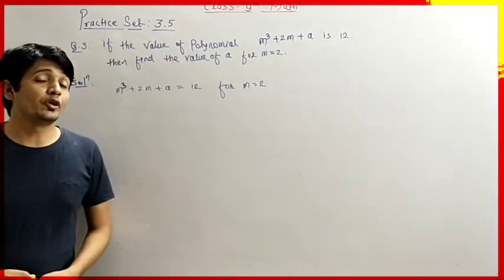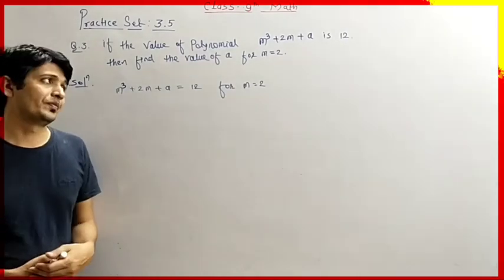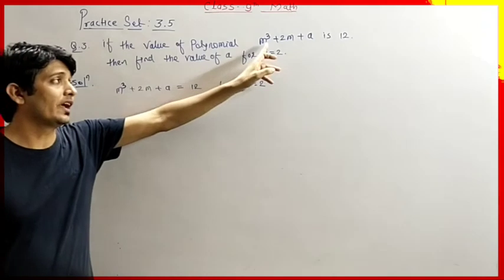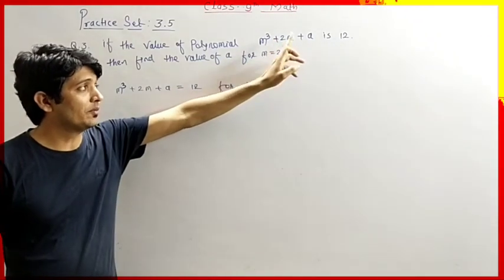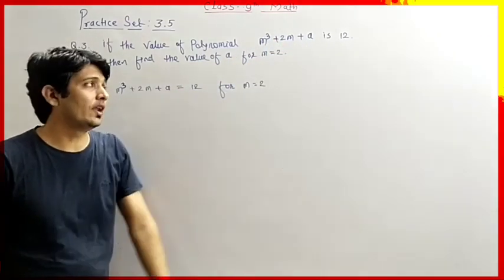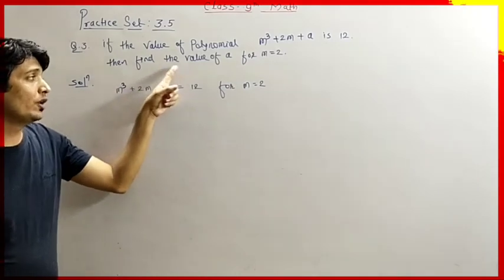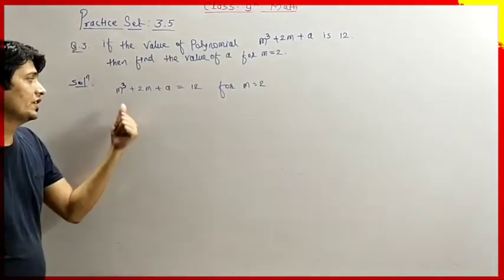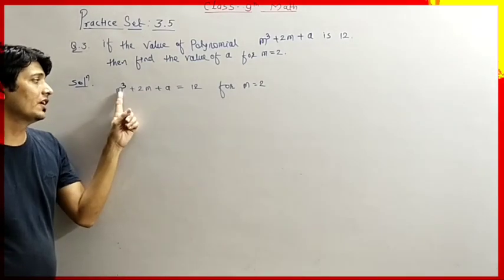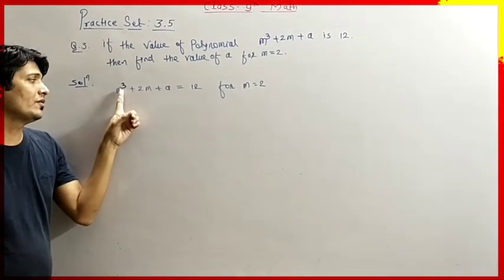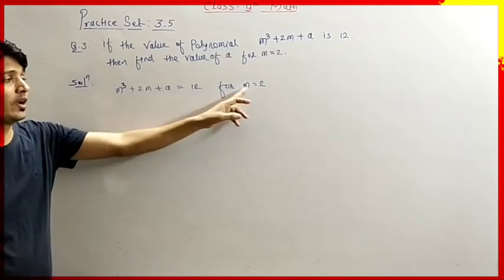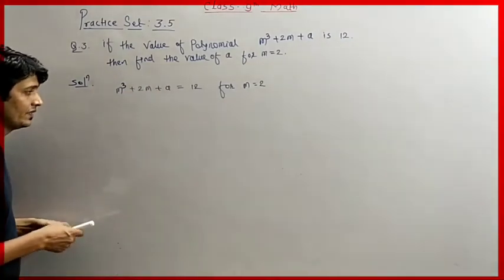So now we are going to solve the third problem. The third problem says if the value of the polynomial m cube plus 2m plus a equals 12, then find the value of a for m equals 2. Here we have already written our polynomial, m cube plus 2m plus a equals 12 for m equals 2.